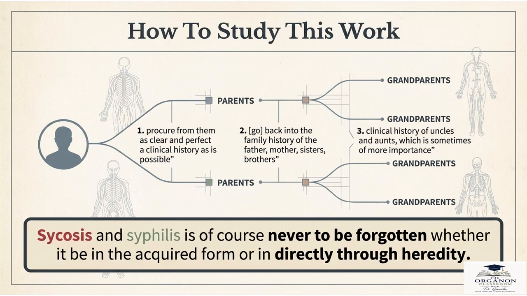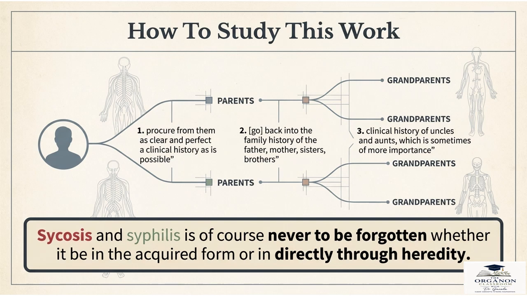With that thought, we'll read that psychosis and syphilis are of course never to be forgotten. Now we are studying Psora, so we are going to go into the depth of its psoric manifestations, but we are not going to forget about psychosis and syphilis, whether in acquired form or through heredity. The acquired one, remember, is the gonorrhea case that we saw, which Allen had spoken to us about.